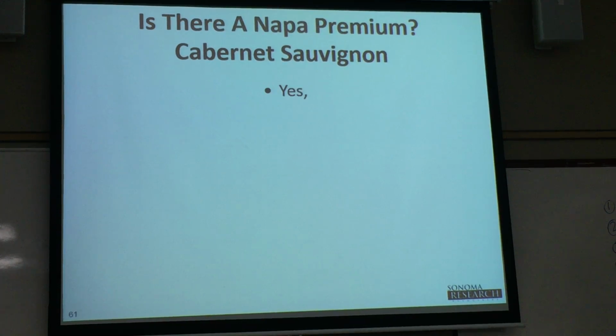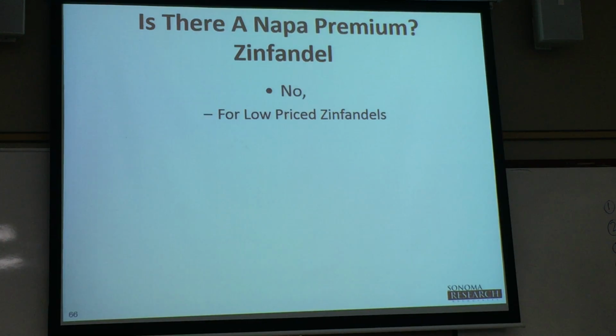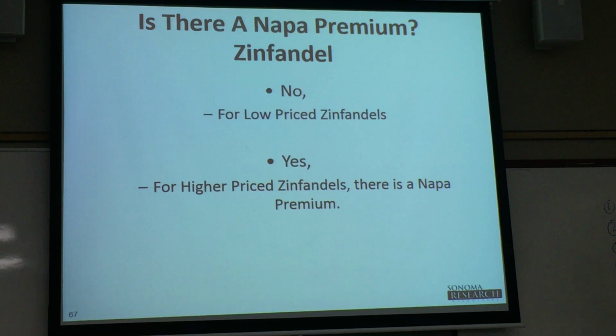This was our initial question. Yes for low price cabs, no for higher price cabs. The Napa premium disappears. Consumers rely on brand and ratings as signals of quality rather than region. For Zinfandel, not really. There was some premium for higher price Zinfandels, but I think that's just an artifact of the data. Two lines are going to cross, and at some point they're going to diverge, and you can count that as the premium. But the results were really mixed.